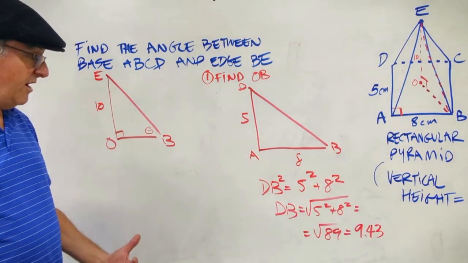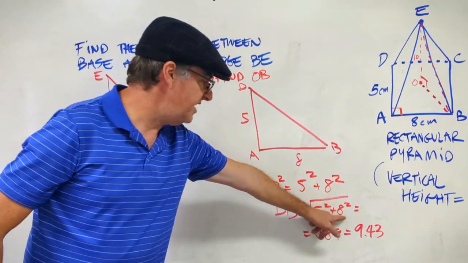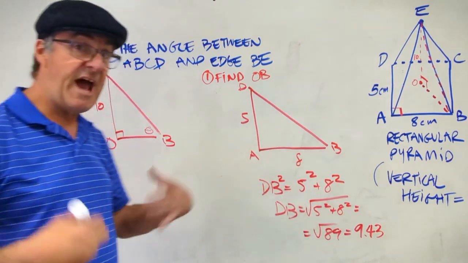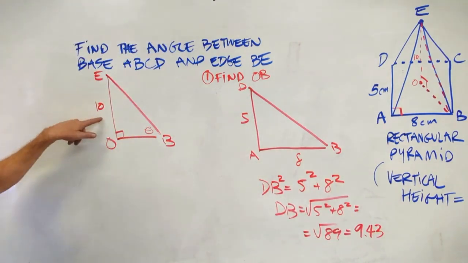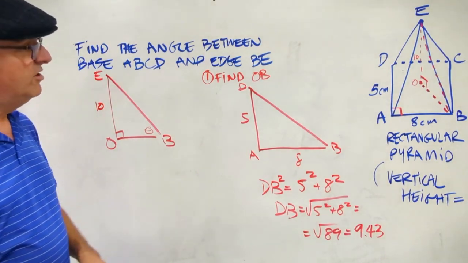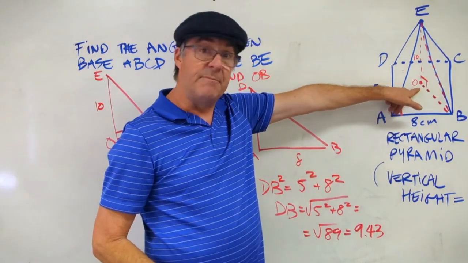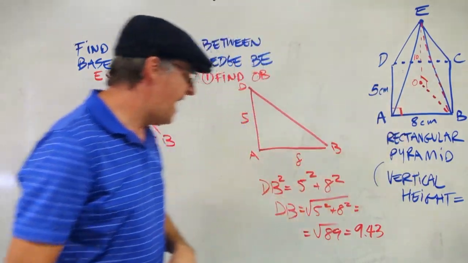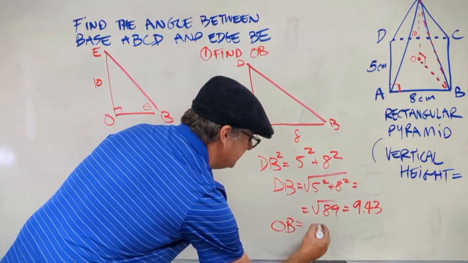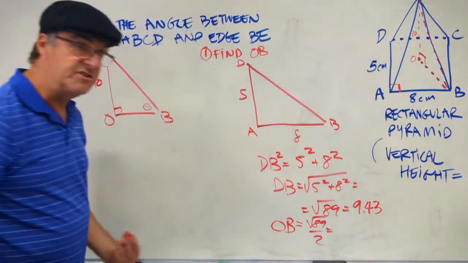All right? So now I got that. Let's see if you got it. DB is the square root of 5 squared plus 8 squared, which is the root of 89, which is 9.43. So do we have what we need now to do this calculation? You tell me. Not quite yet. We found DB, but O is exactly in the middle of the base, so OB is going to be half of DB. So OB equals root 89 over 2. Go ahead and do that calc.